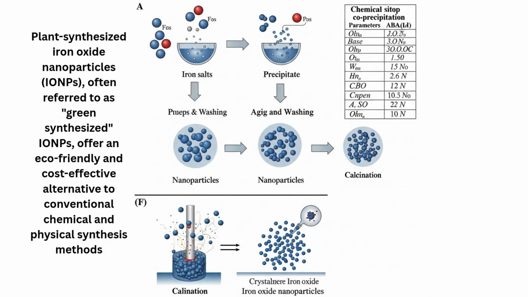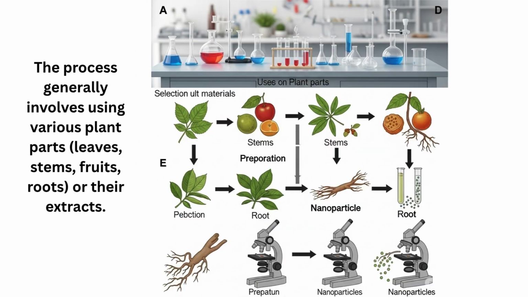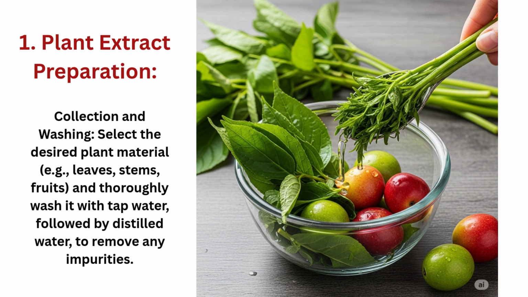Green synthesized iron oxide nanoparticles, IONPs, offer an eco-friendly and cost-effective alternative to conventional chemical and physical synthesis methods. The process generally involves using various plant parts: leaves, stems, fruits, roots, or their extracts. Here are the general steps involved in the plant-mediated synthesis of iron oxide nanoparticles.